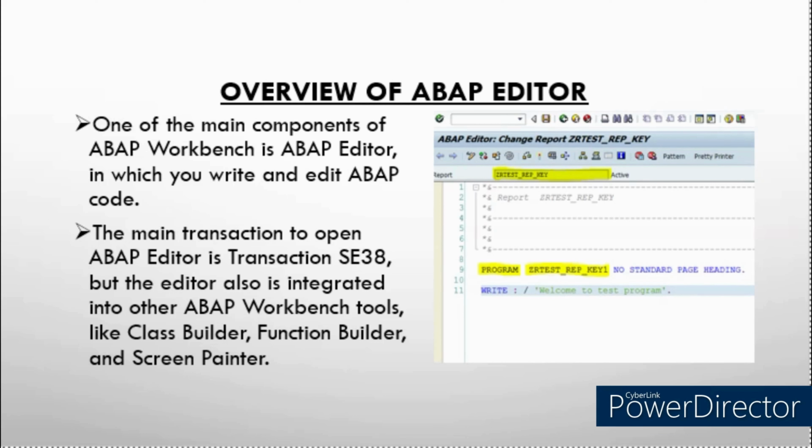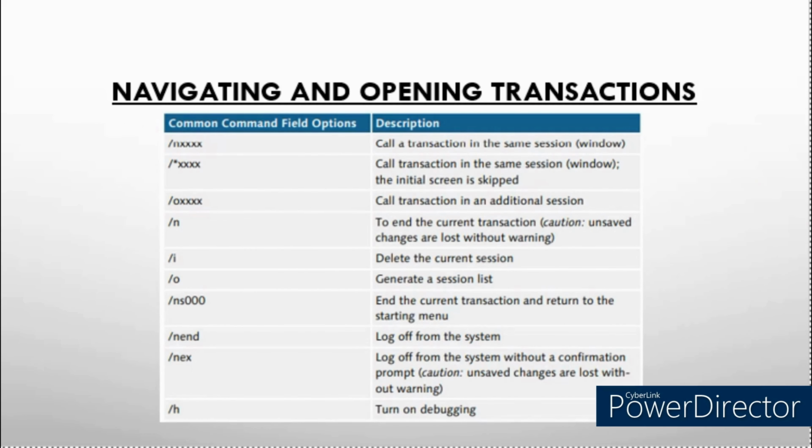Here is an overview of the ABAP Editor. Here is the T-code SE38 to write a simple program, the main transaction. But the editor is also integrated with other ABAP Workbench tools like Class Builder, Function Builder, and Screen Painter. Here is navigating and opening transactions: /h for debugging, very important; /o to generate a new session screen; /n to end the current session screen. There are different commands, but these are the most used commands: /n, /o, /h.